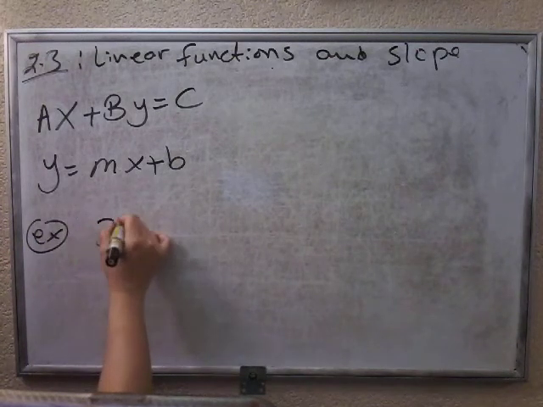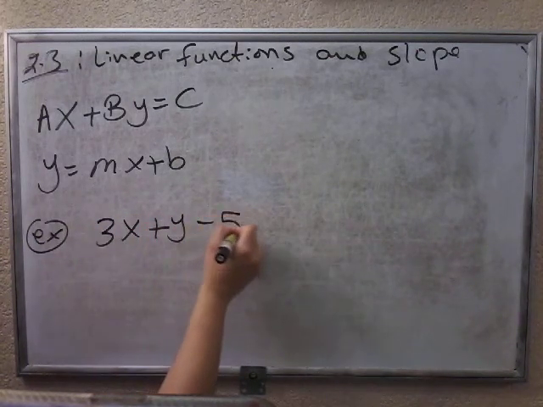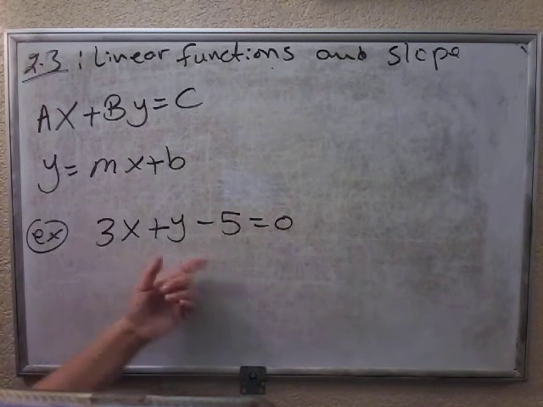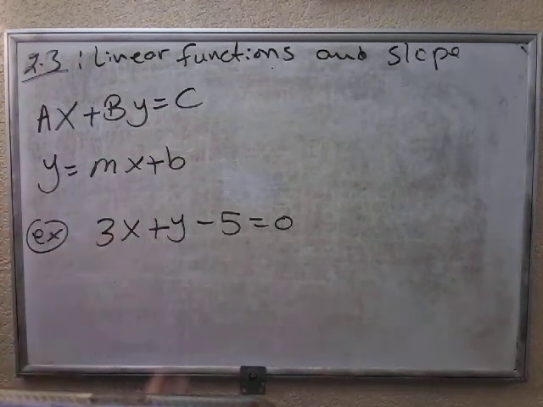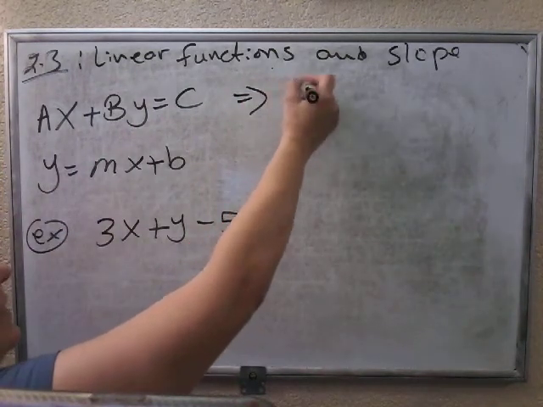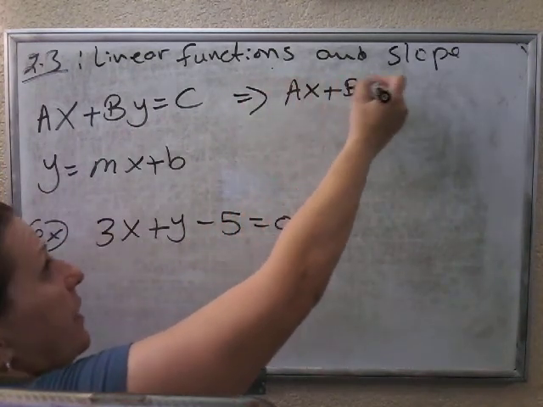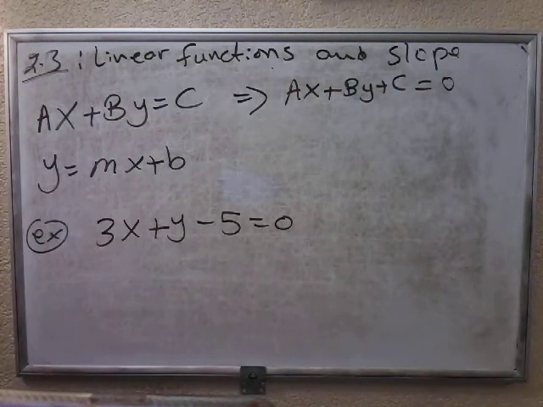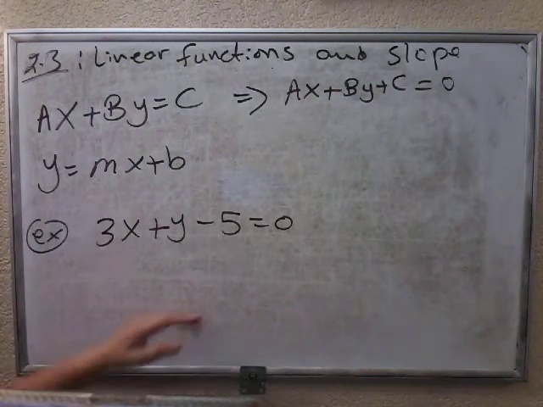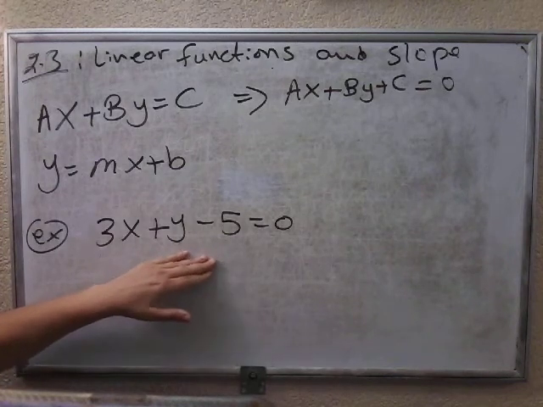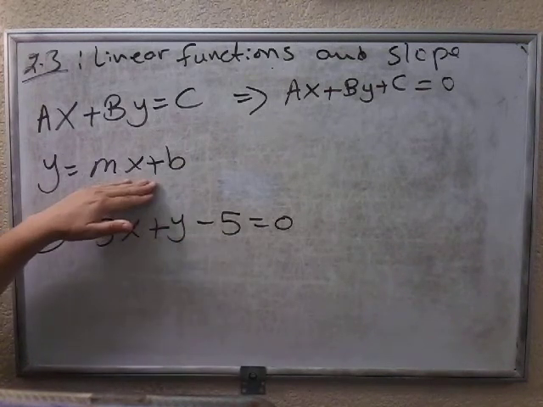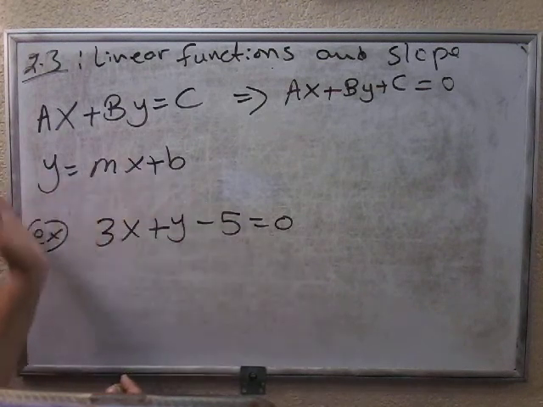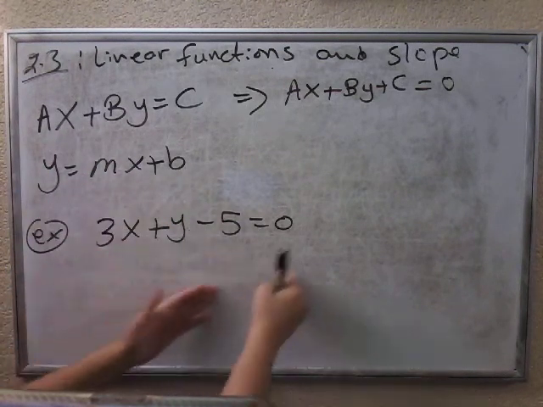So if I have 3x plus y minus 5 equal to 0, sometimes they write the c here and equal to 0. So it's like ax plus by plus c or minus c equal to 0. So it's still in a standard form of linear equation. They want us to write the standard form back in a slope-intercept form. So you see y is by itself and everything gets moved to the other side. That's what we're going to do.